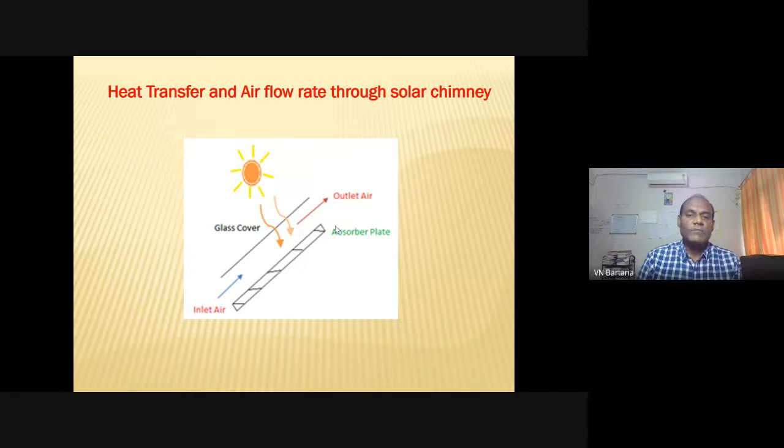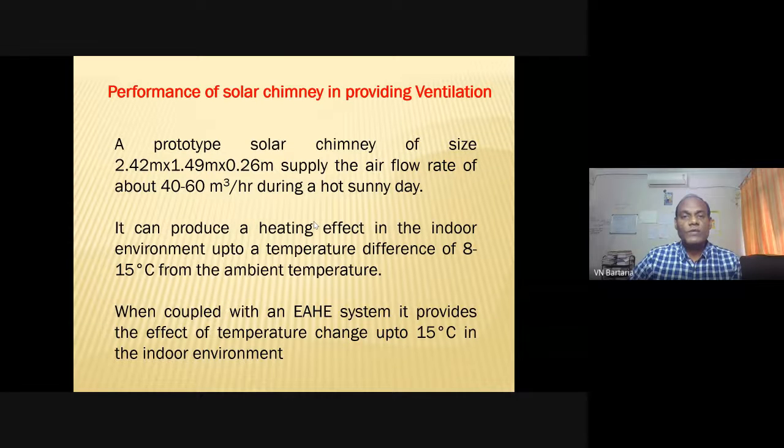And when the air adjacent to this plate becomes hot, it flows upwards because of the density difference, and pulls the colder air from the building spaces or room spaces. So we get the ventilation effect or airflow effect with the help of a solar chimney. A solar chimney is a very effective means of providing flow to the air, and we can get air motion or ventilation in a building. Performance of solar chimney in providing ventilation.